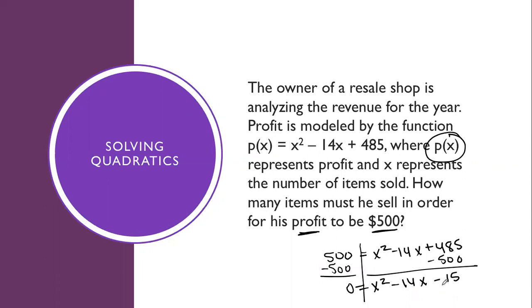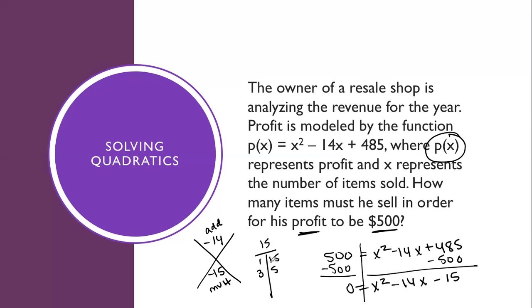What method can I use? The X method. Why can I use the X method? Because A is equal to 1. So I'm looking for two numbers that add to get me negative 14, but multiply to get me negative 15. So let me write out the factors of 15. 1 and 15, 3 and 5. I think that's it, right?